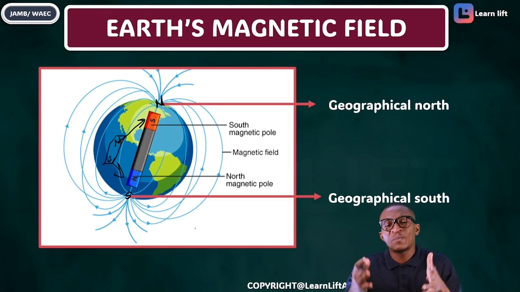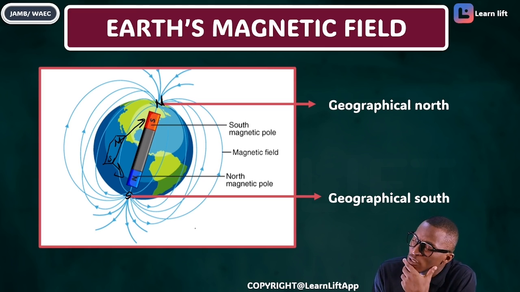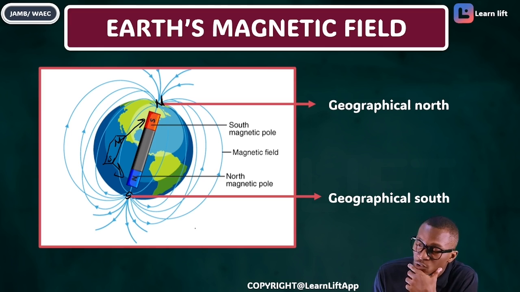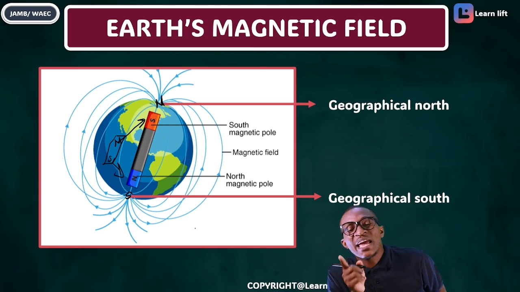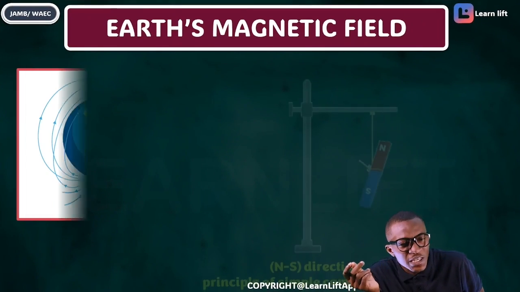So anytime you suspend a magnet on the Earth, where is the magnet pointing? The magnet is pointing in the north-south direction because this magnet's north is pointing toward the Earth's magnetic south. Are you seeing that? So that is why a magnet fully suspended on the Earth will rest in the north-south direction. Now I'll give you another mental picture.